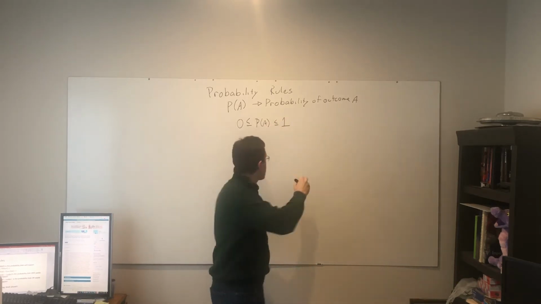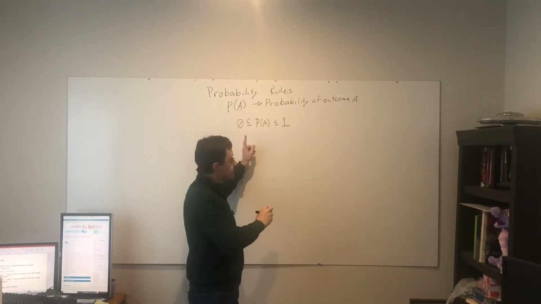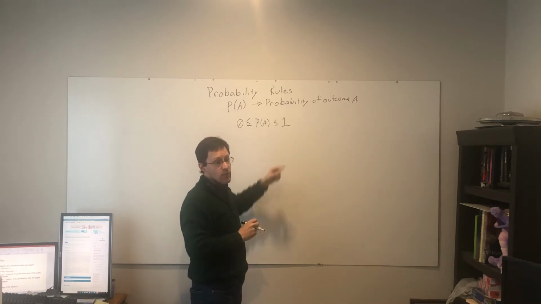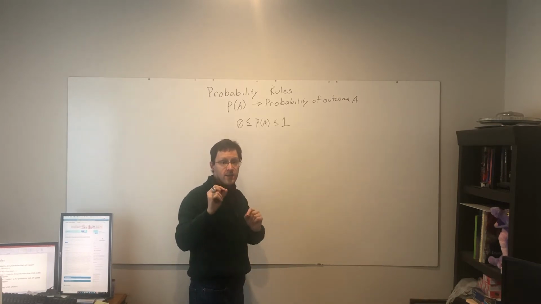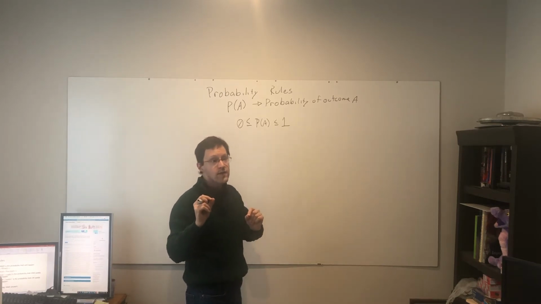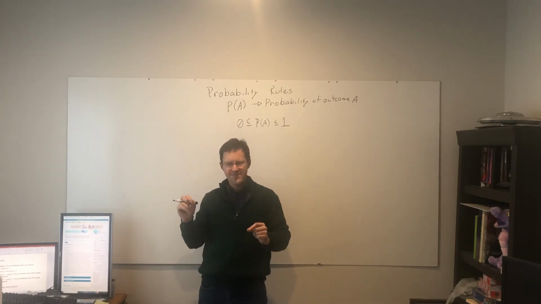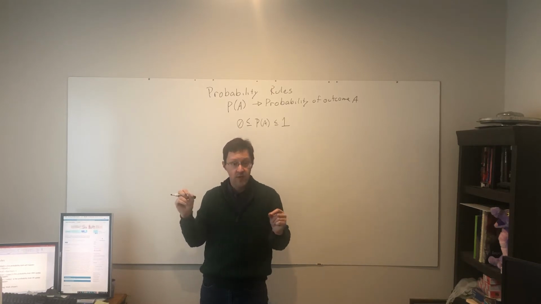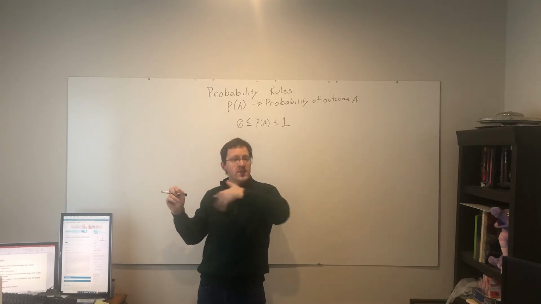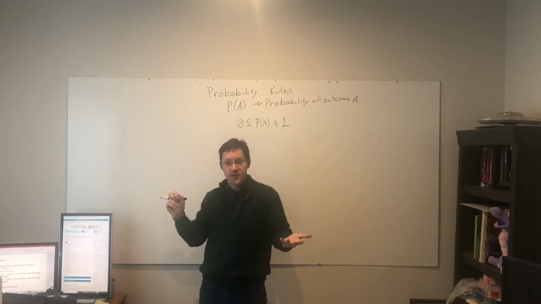That means it has to be between 0 and 1. Something that is completely, truly impossible has a probability of 0. Its outcome is 0. Its frequency of the outcome is 0, no matter how often that event can happen.